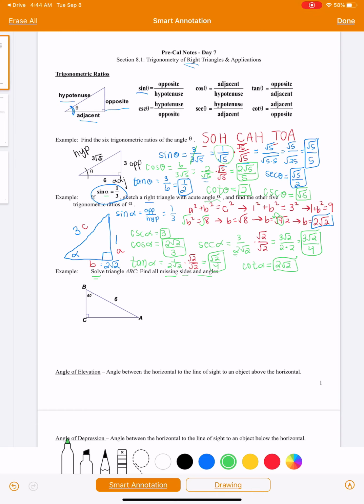Okay, now if you have a calculator, make sure you're in degree mode. So you're going to hit the mode button.